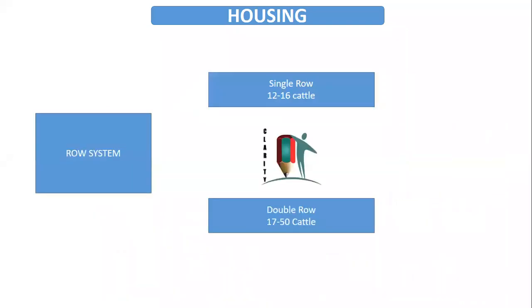Now coming to your housing. It has two types of system, row system. Single row system and double row system. The only thing you need to remember is how many animals you accommodate in a single row system? It is 12 to 16. How many animals do you accommodate in a double row system? It is 17 till 50. So just remember these numbers.